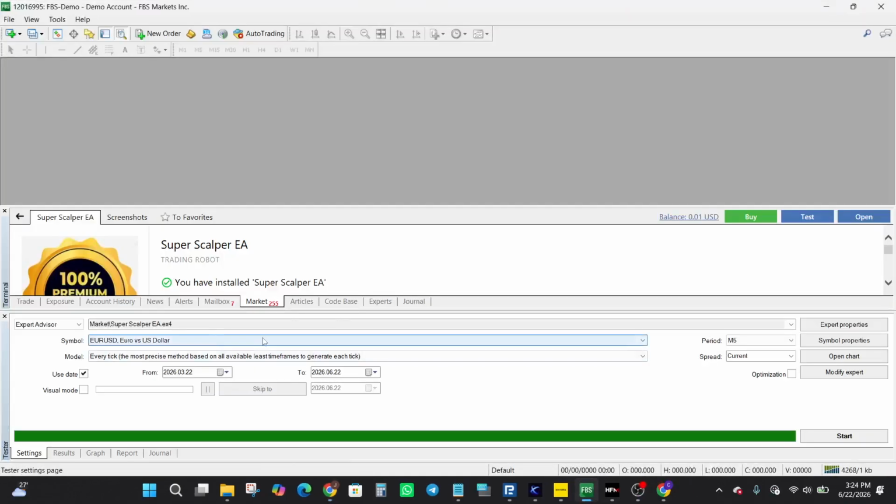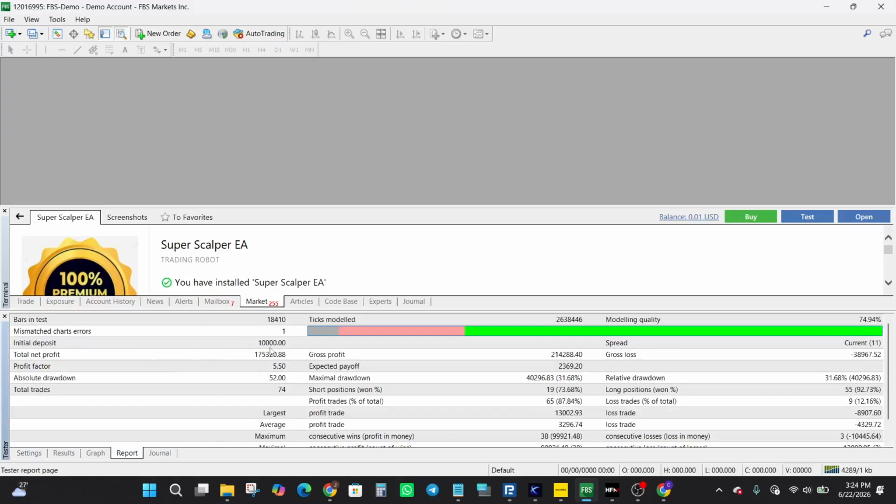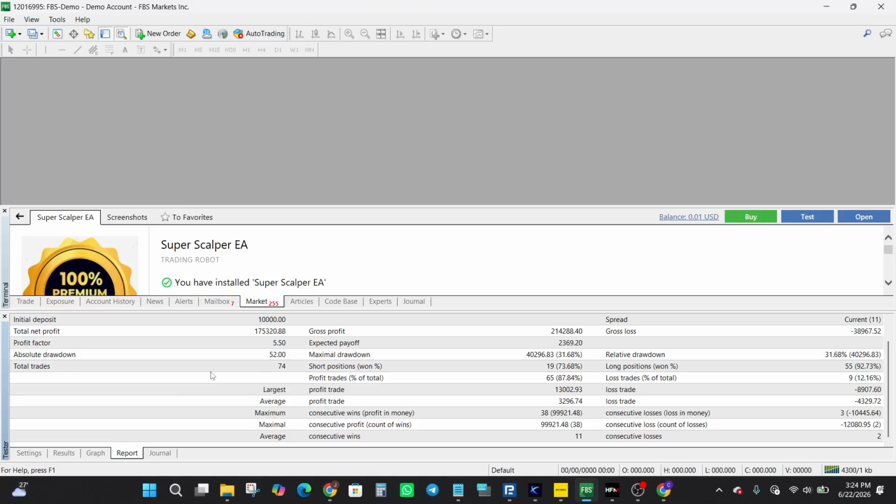Let us also see how the Super Scalper EA performed in recent times. Okay, so we are testing with 2026 data, but it's just 3 months duration. Euro USD M5 every tick model between 22nd March to 22nd June 2026. So here we have initial deposits $10,000. The total net profit in this case was $175,320.88. Pretty impressive. 74 total trades taken. The win rate here is 87.84%.